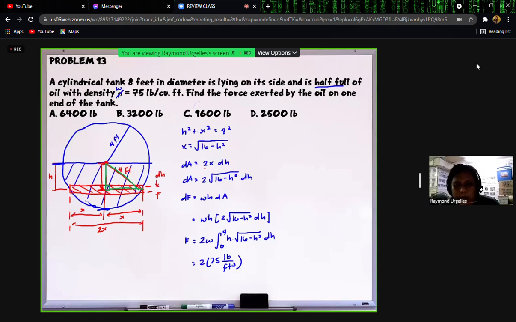Remember the 2x and the dh are both in feet, because they are measures of distance, and feet was used in the problem. So this is square feet, this is cubic feet, so the integral will come out in cubic feet. So 2 square root of 16 minus h squared dh, from 0 to 4.